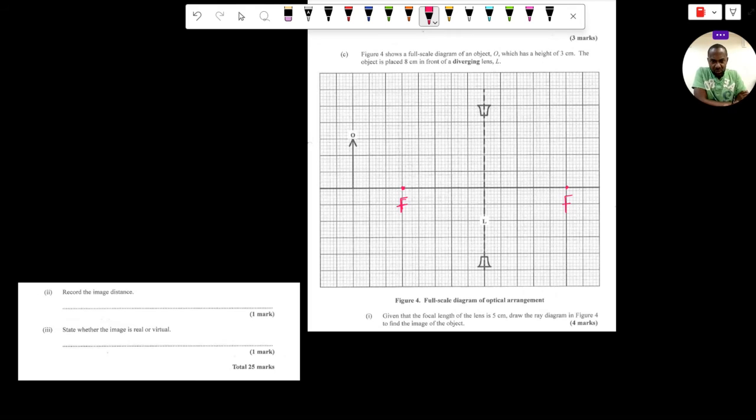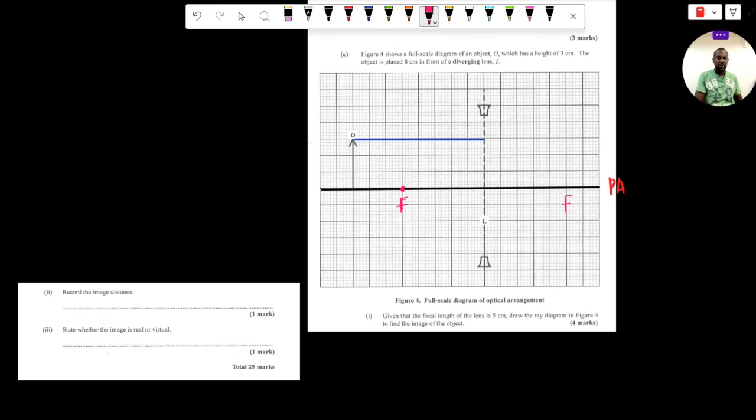Now, what we're told to do is draw the ray diagram to find the image of the object. So we have to draw a line coming from the top of the object, and it's going to represent the incident ray, which of course is going to be parallel to the principal axis. So that's our ray of light coming from the top of the object. The horizontal line is what we call the principal axis, PA. And of course, we have our principal foci, F, on either side.